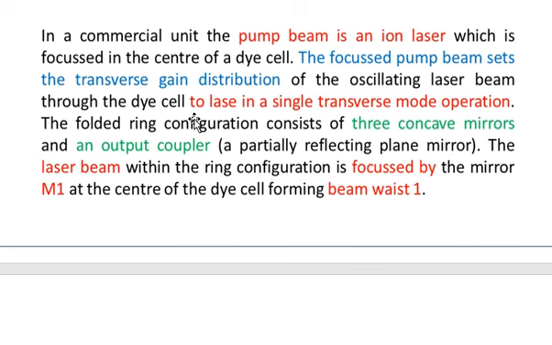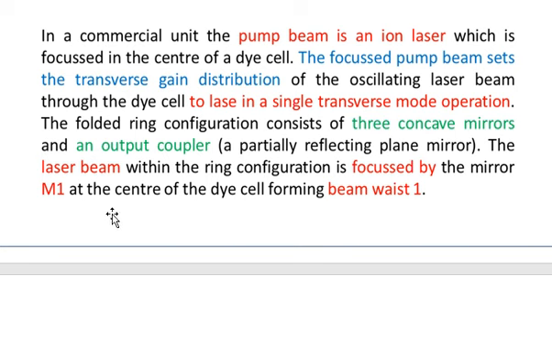So you see that through the dye cell to lase in a single transfer mode operation. The folded ring configuration consists of 3 concave mirrors and an output coupler, a partially reflecting plane mirror, which was the M4 mirror I have just shown you. The laser beam within the ring configuration is focused by the mirror M1 at the center of the dye, forming beam waist 1.